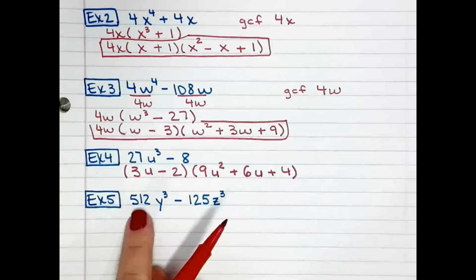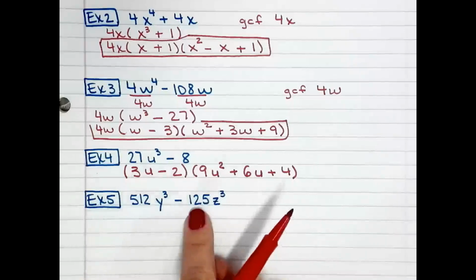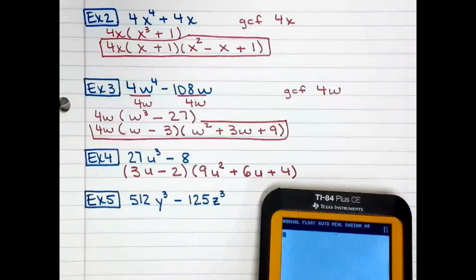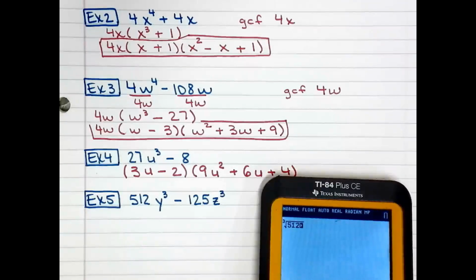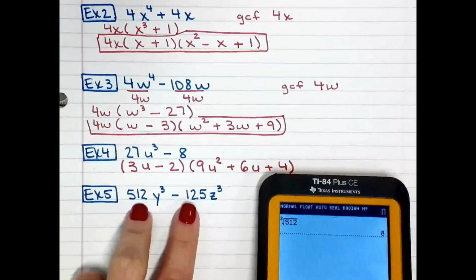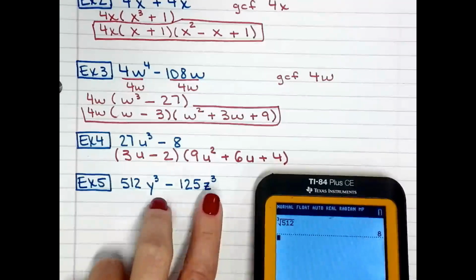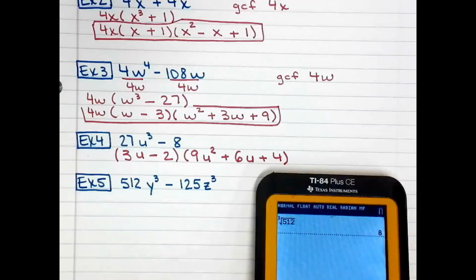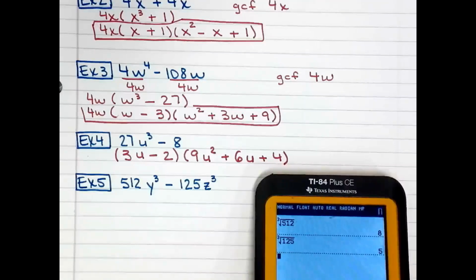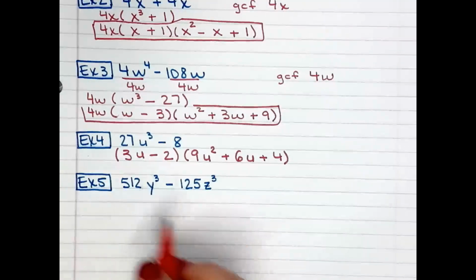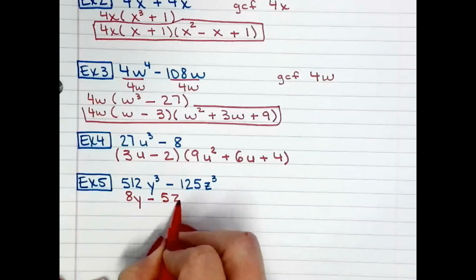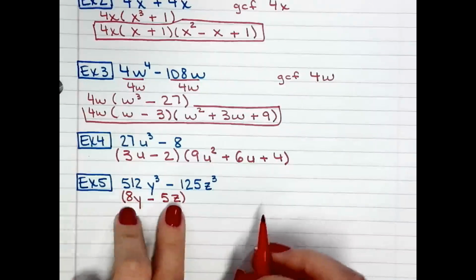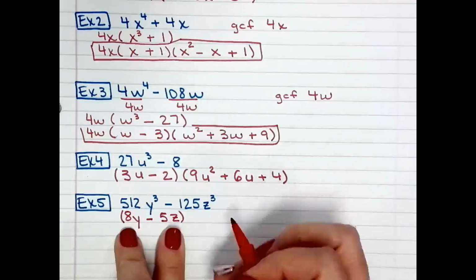Last one. 512 perfect cube. 125 perfect cube too. How do you know? Well, you can either make a list or put that in the calculator. Because when I look at these two, I don't have a GCF. And y is different than z, so there's that. And then cube root of 125, you get 5. So 8y minus 5z. All right, following the second formula right there on top.